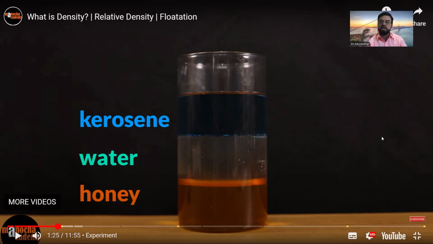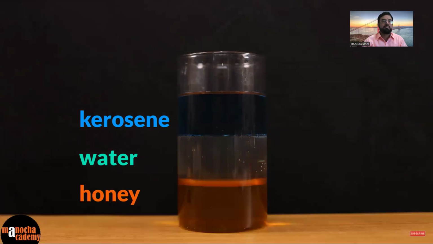Some of them are floating on honey and sinking into kerosene and water. Some of them are floating on water and sinking into kerosene. How interesting this is. All this is because of the density of the three liquids, which are not mixing with each other and form separate layers.